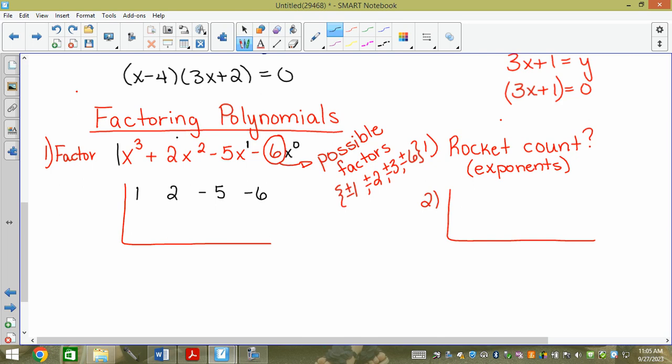We agree? So can everyone type this into your calculator? X cubed plus 2x squared minus 5x minus 6. You don't need the x to the 0. Everyone type it in. Press zoom and then 6, just so you can see what it looks like.